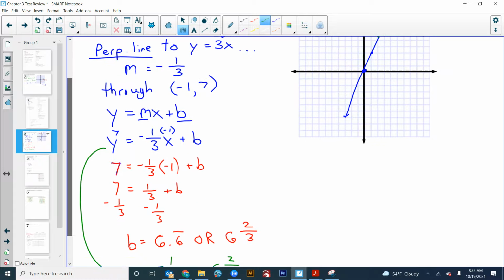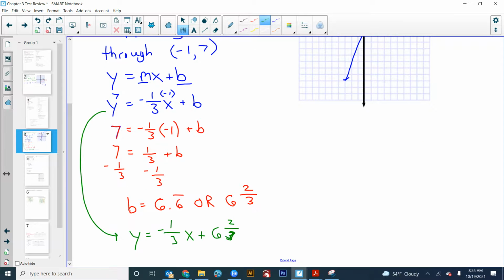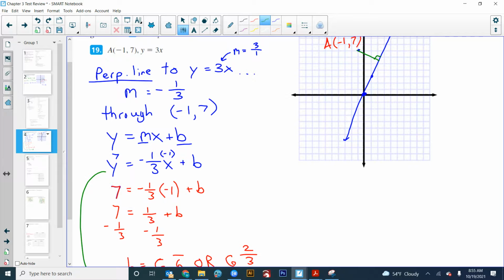What if I graph this line? Let's go ahead and graph this line. This line has a y-intercept of 6 2/3. Okay, 6 2/3. 1, 2, 3, 4, 5, 6 2/3. Ooh, that was pretty good. And it has a slope of negative 1/3. Down 1. Right 1, 2, 3. Ish. That is the line. Now mine's off a little bit, but that's the line.